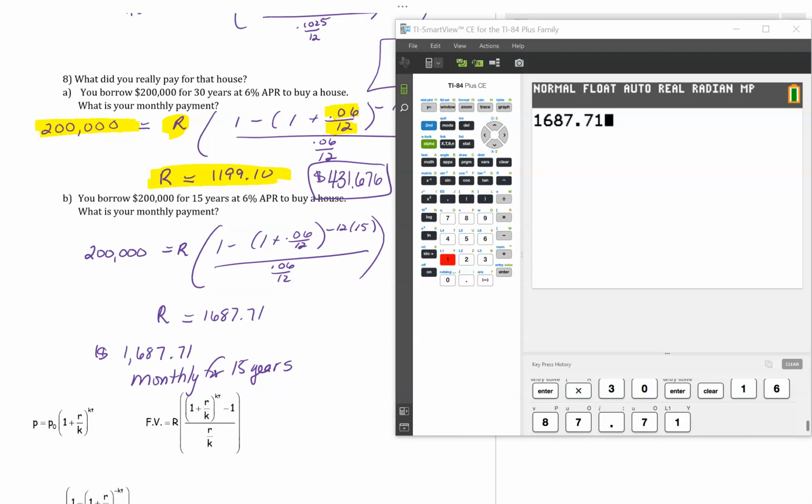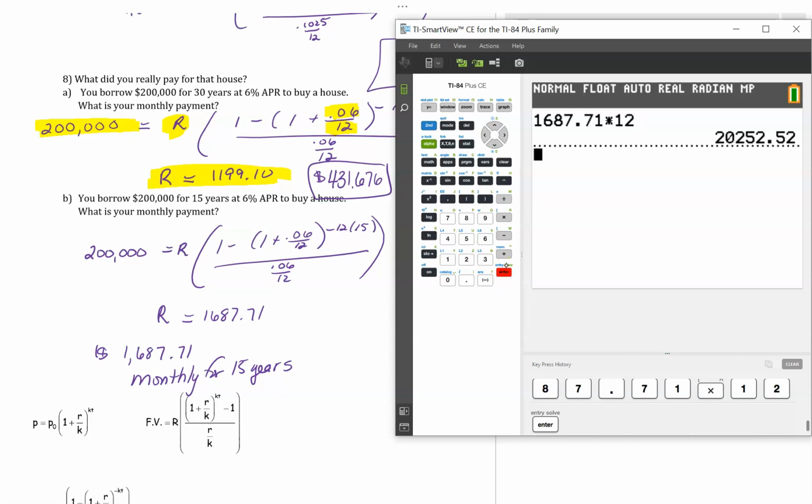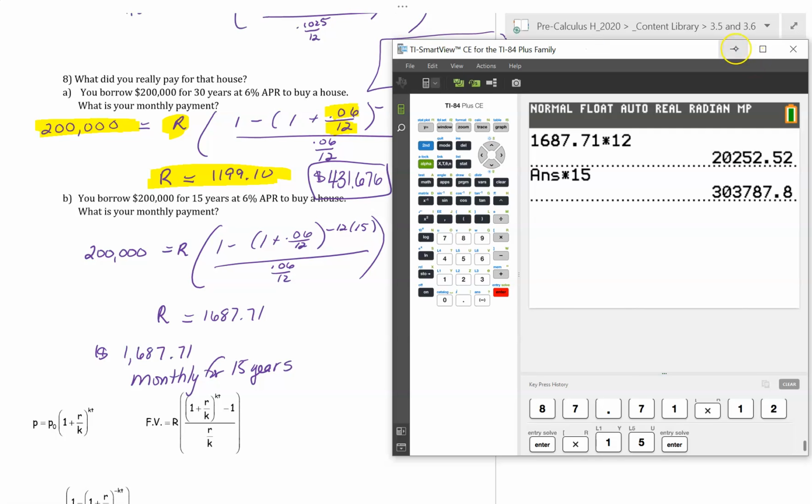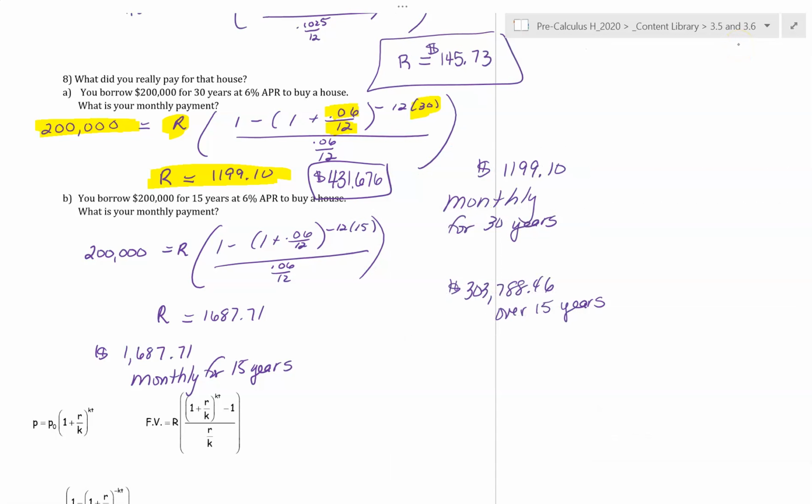So notice our monthly payment is more than with a 30-year loan. However, watch what happens. I'm going to multiply this by 12, so you pay this monthly for 15 years. So again, your monthly payment was higher, but you pay $303,787.80 back on a $200,000 loan. So there you go. So notice we are actually paying less interest if you go ahead and have a 15-year mortgage instead of a 30-year mortgage.